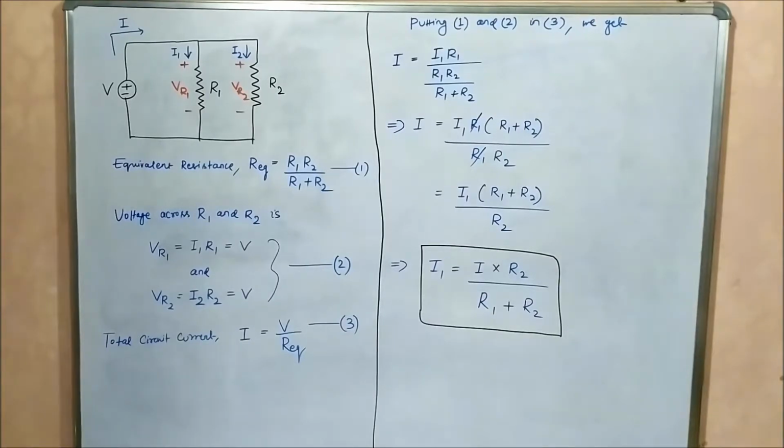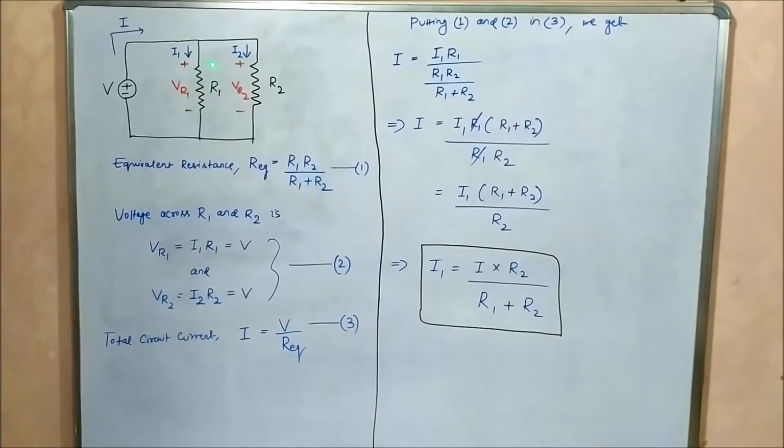Now we will see how we derived the expressions of the current division rule. We have used the same parallelly connected circuit employing two resistors R1 and R2 across a DC voltage source V. I, capital I, is the total circuit current, and I1 and I2 are the currents flowing through the resistors R1 and R2.